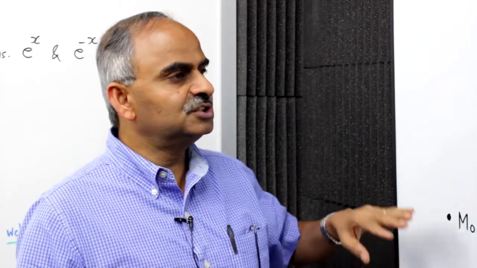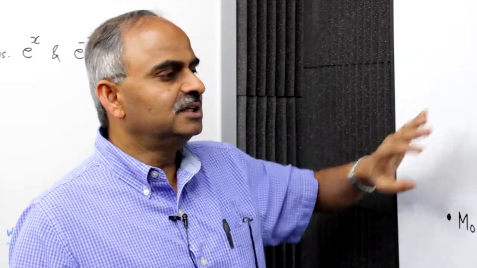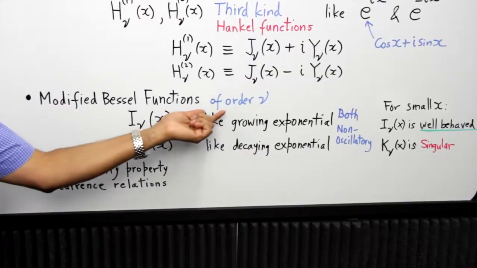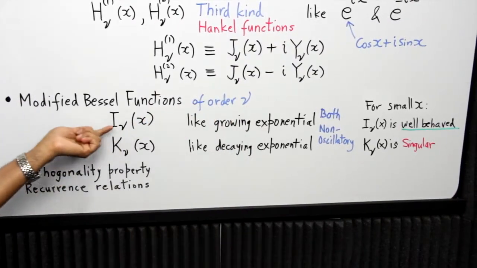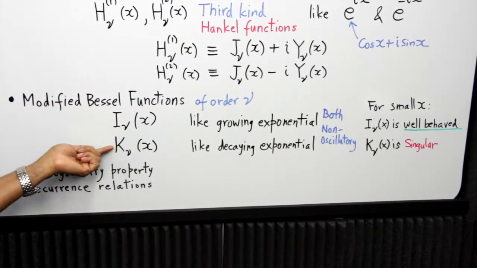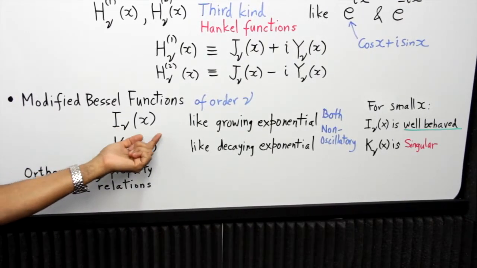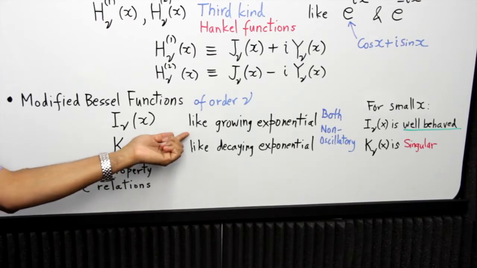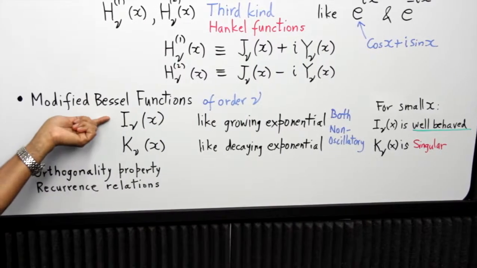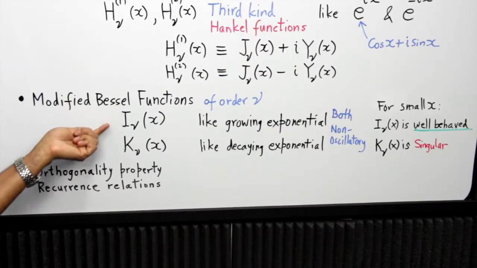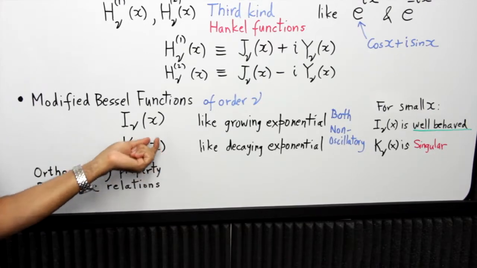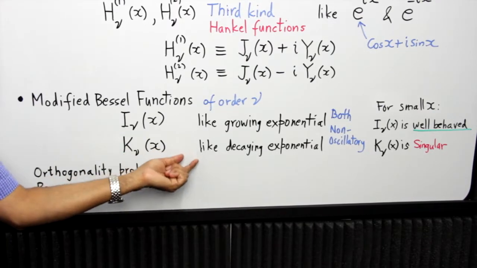There are Bessel functions which are non-oscillatory, and they are called the modified Bessel functions. Modified Bessel functions of order nu are represented by these symbols, capital I nu and capital K nu. And just like we have growing and decaying exponential functions, I nu is a growing exponential function and K nu is a decaying exponential function as a function of argument x when x is a positive argument.